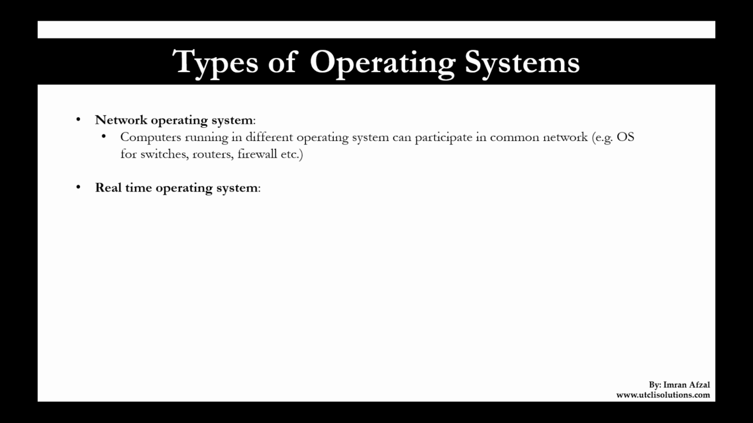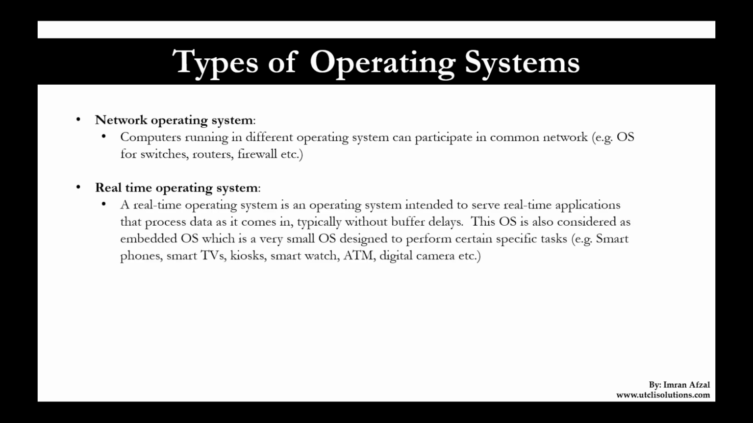Then the last one is the real-time operating system. A real-time operating system is an operating system intended to serve real-time applications that process data as it comes in, typically without buffer delay. Now, this OS is also considered an embedded OS, which is a very small OS designed to perform certain specific tasks. Examples are gadgets like smartphones, smart TVs, kiosks, smartwatches, ATMs, and digital cameras. You probably notice as soon as you turn on these devices, the operating system comes right up and performs certain tasks right away in real time without any delay.